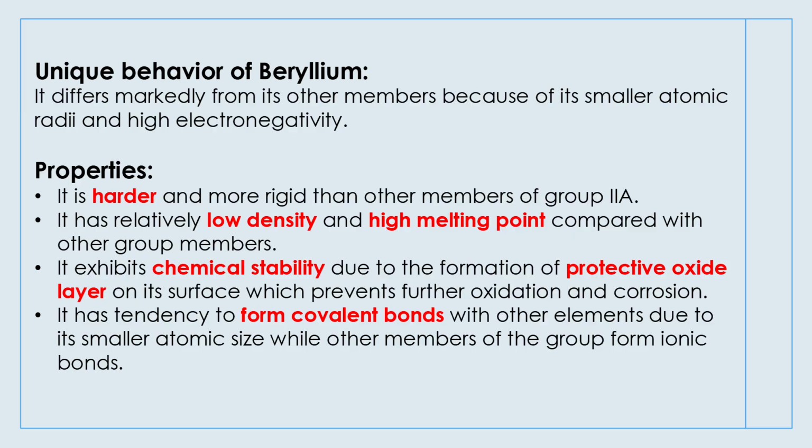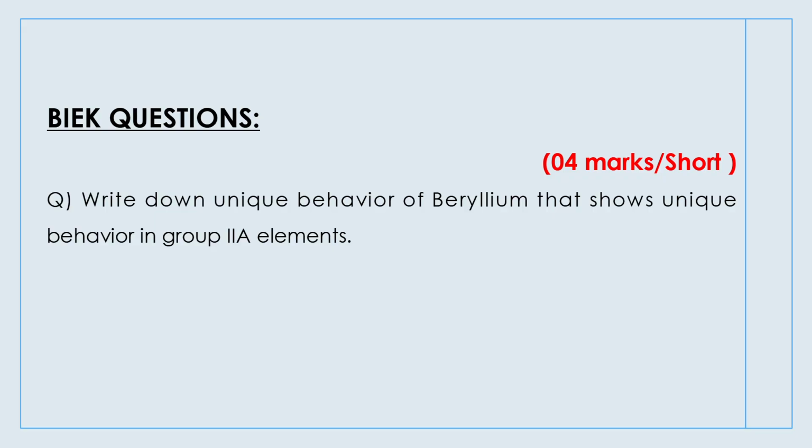For your better understanding, I have also highlighted the keywords here so that if you are able to memorize the keywords, you can also rephrase your properties. But keep in mind that all this unique behavior is shown because of the smallest atomic radius and highest electronegativity. How will you get this question in your board examination? You get this question for 4 marks in your short questions in inorganic chemistry in such a way that you are asked to write down the unique behavior of beryllium in the group 2A elements. How will you attempt this question?